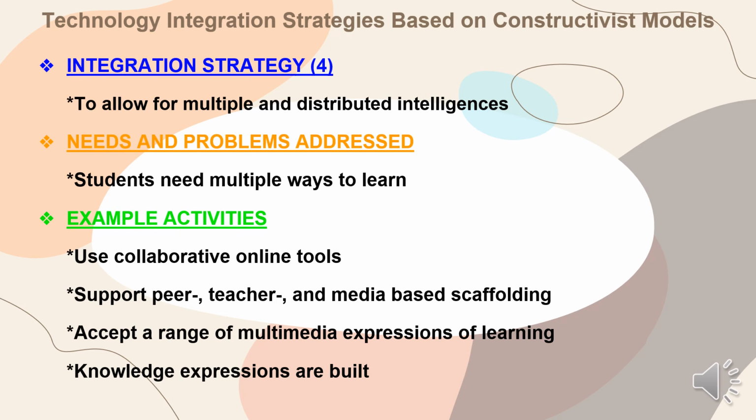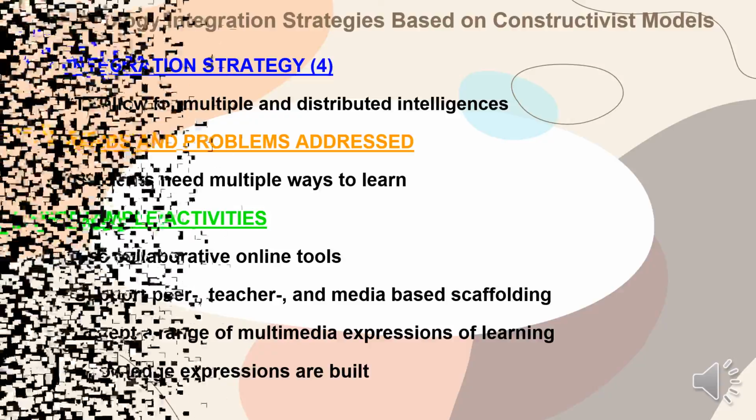Strategies based on constructivism also include allowing for multiple and distributed intelligences. The problem addressed here is that students need multiple ways to learn. Examples of activities include use of collaborative online tools, with teacher, with their peers, and media-based scaffolding. Accept a range of multimedia expressions of learning, and knowledge expressions are built and distributed across the group. These are the strategies that the constructivists suggested.